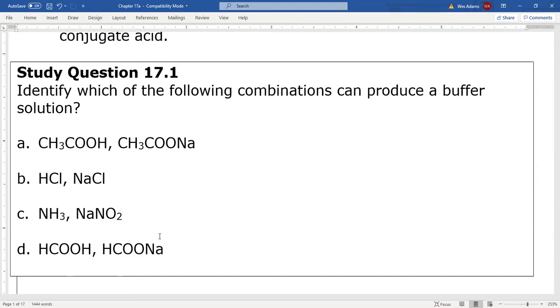If I've got ammonia and sodium nitrite, nitrite is not ammonia's conjugate acid, right? Nitrite is actually a weak base itself. So I'm not going to get any buffering there because I don't have a common ion. But it looks like I've got formic acid and sodium formate in D. So I've got a weak acid, and again, its conjugate base is a soluble salt. So that would work as a buffer as well.